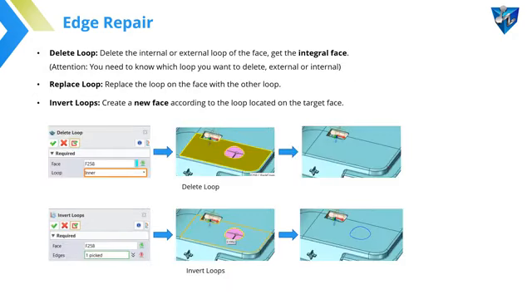Fifth, delete loop, as shown in the picture below. With this function, it will delete an internal or external loop of the face, getting an integral face. Attention please, you need to know which loop you want to delete when using this function, external or internal. Sixth, replace loop. It will replace a loop on the face with another loop. Last, invert loops. With this function, it will create a new face according to the loop located on the target face, as shown in the bottom picture.